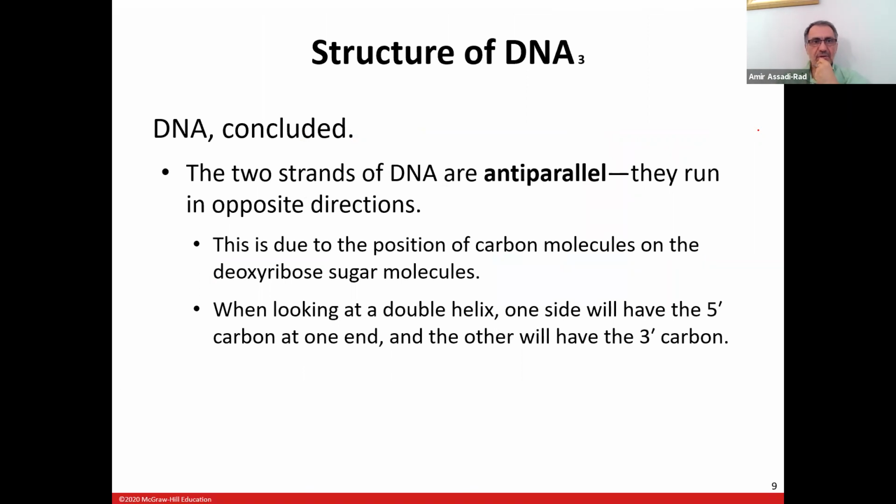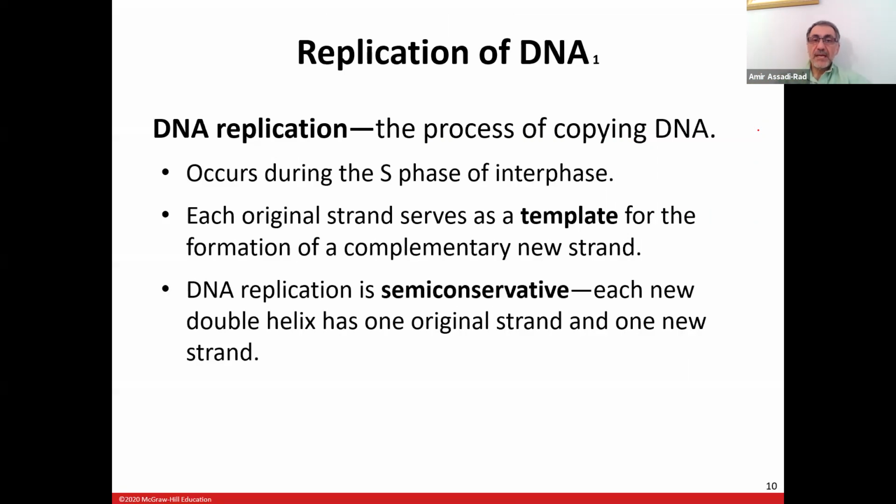The two strands of DNA run in opposite directions due to the positions of the carbon molecules on the deoxyribose molecule. Okay, and then again, the details of these things, I'm not too crazy about it, but as long as you know it's anti-parallel, as long as you know DNA is a double helix. These are the things that I'm concerned about. Then the next one, since you know a little bit about the structure of DNA, is how does DNA divide? One DNA becomes two. Okay, that's the next few slides coming up.